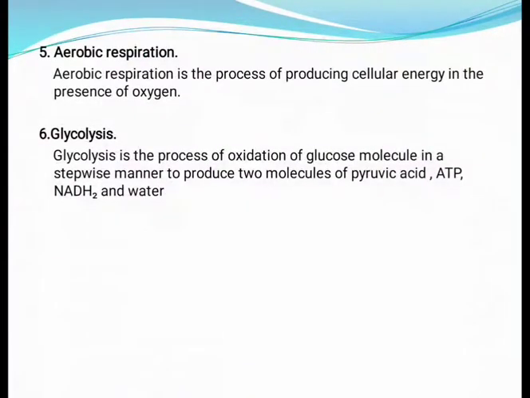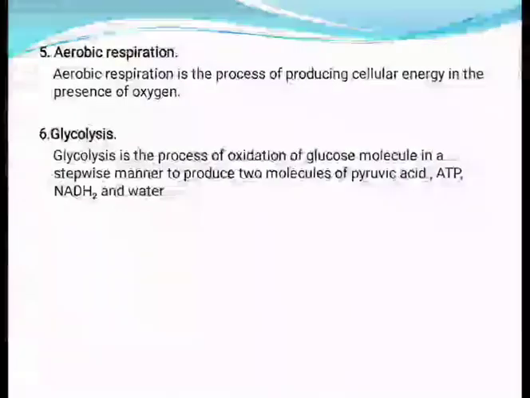Next, aerobic respiration. Aerobic respiration is the process of producing cellular energy in the presence of oxygen. Okay, whenever oxygen is absent, we can say that it is anaerobic type of respiration. Next, glycolysis. Glycolysis is the process of oxidation of the glucose molecule in a stepwise manner to produce two molecules of pyruvic acid, ATP, NADH2 and water.